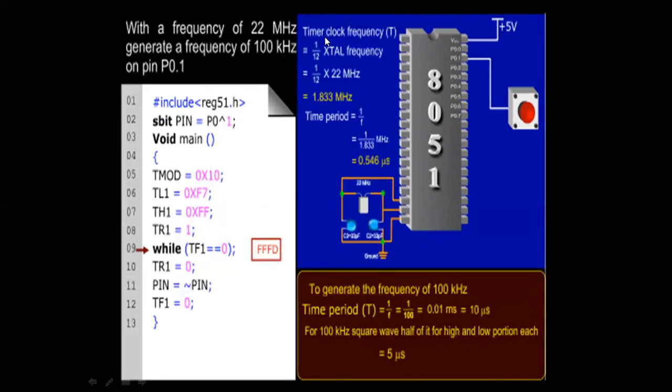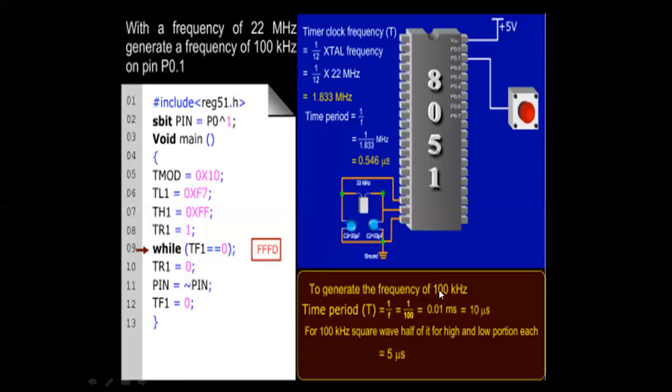Here you can see how the values are calculated. This calculation shows you what should be the initial value in TL1 or TL0. So we know how to calculate the timer frequency. In the question, the crystal frequency given is 22 megahertz. Therefore, the timer frequency according to this will be 1.833 megahertz. Using this, we need to calculate the time period, which is equal to 1 divided by F, and the answer we get is 0.546 microseconds. Now we have the time period.